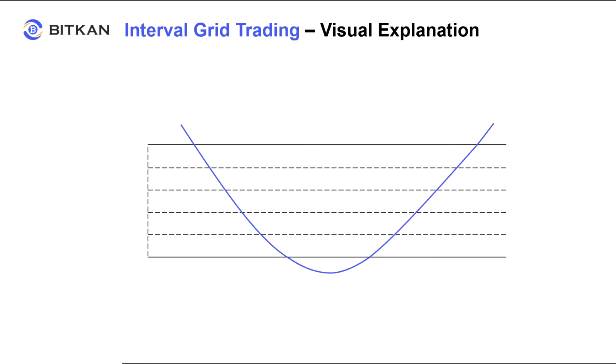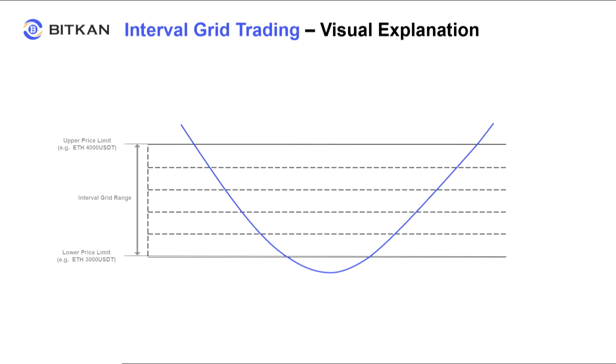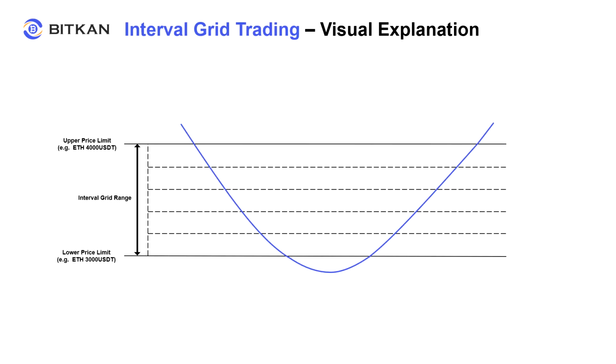There are several key parameters to be set before generating an interval grid. Firstly, the upper and lower limits define the interval grid range within which the bot will function. For example, if the upper and lower limits are set at 4,000 and 3,000 respectively, the bot will only buy and sell ETH when its market price is within that range. The bot will stop and not execute any orders when the market price surpasses the upper or lower limits.